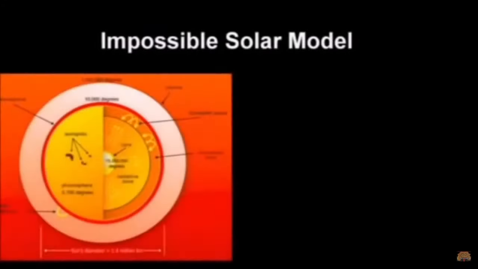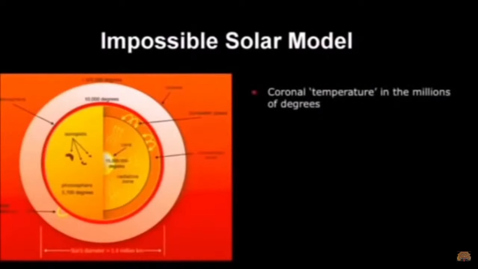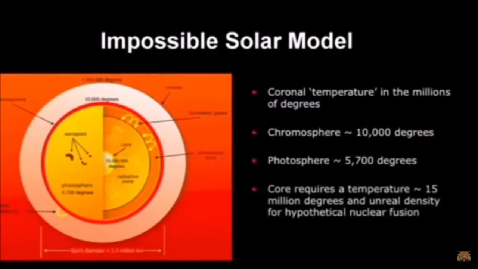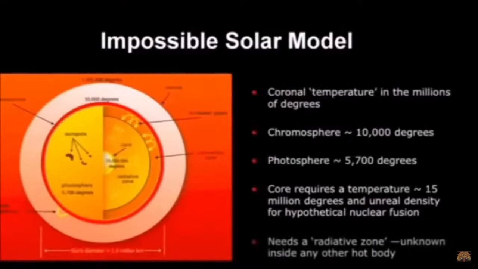It is an impossible solar model because the coronal temperature is in the millions of degrees, the chromosphere is 10,000, photosphere 5,700, and the core requires a temperature of the order of 15 million degrees and an unreal density for hypothetical nuclear fusion. Even the nuclear fusion reactions cannot be tested. And in order to make it work, it involved quantum tunneling and all sorts of magical tricks to try and get a theory which would work. It was very clever, but is it real? It also needs a radiative zone unknown inside any other hot body.